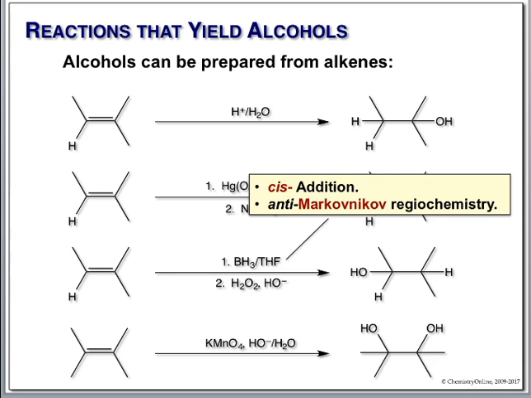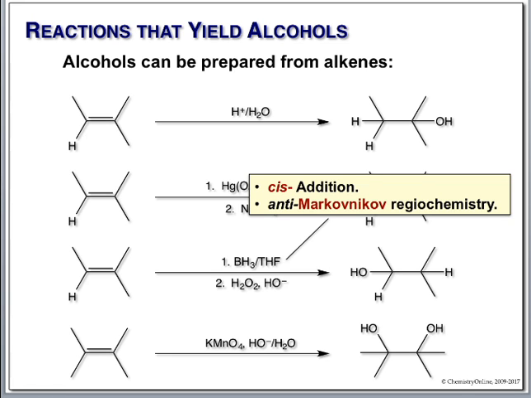We can do an anti-Markovnikov addition using borane, BH3 and THF, followed by workup with alkaline peroxide. This gives cis addition of the hydrogen and the OH group. Further, this is anti-Markovnikov regiochemistry. So the OH group appears adjacent to the carbon that would give us the most stable carbocation. That would be here. So the OH is here.